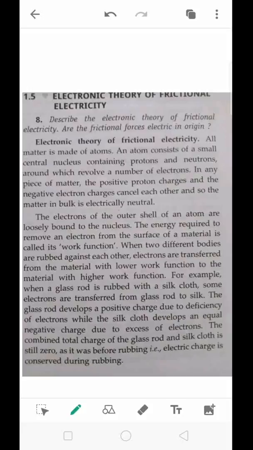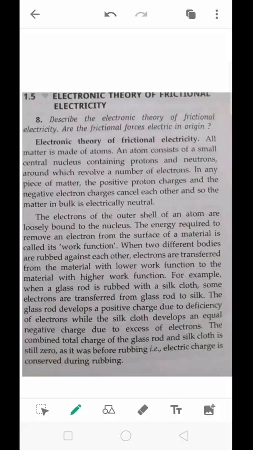So the electrons in the outermost shell of an atom are loosely bound to the nucleus, and the energy required to remove an electron from the surface of a material is called the work function. Each and every matter will have some work function. So when a certain work function is given to that particular object, it loses electrons from the outermost orbit. So when two bodies are rubbed against each other, electrons are transferred from one material to the other material.